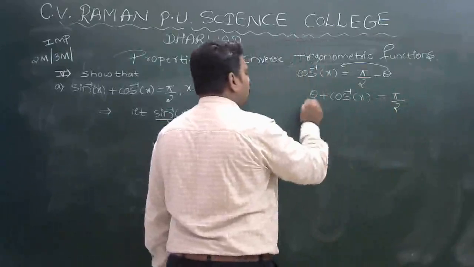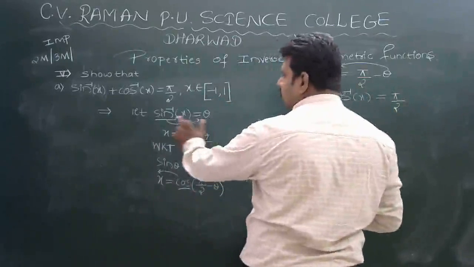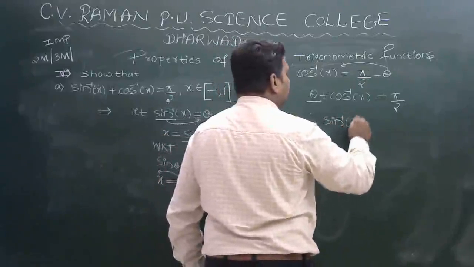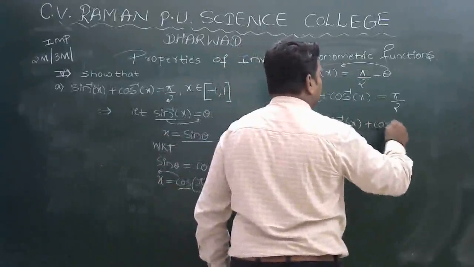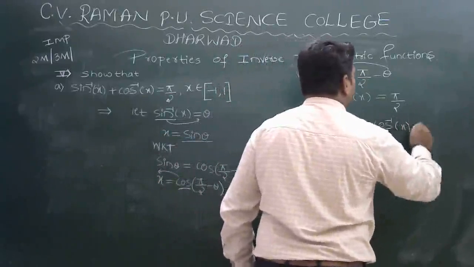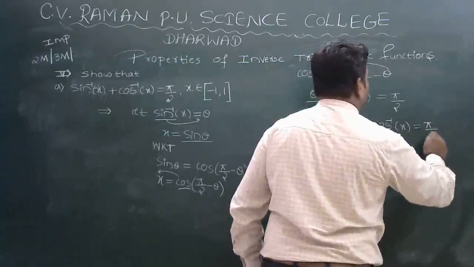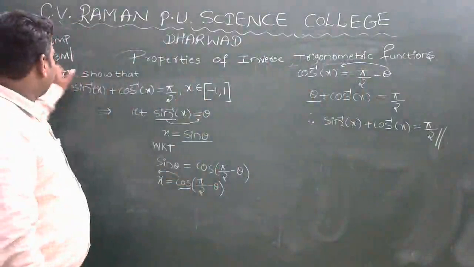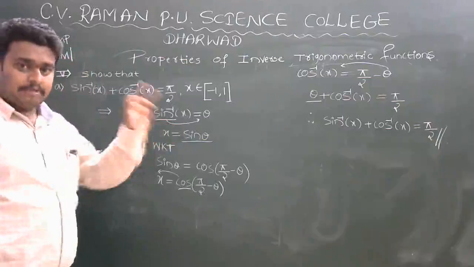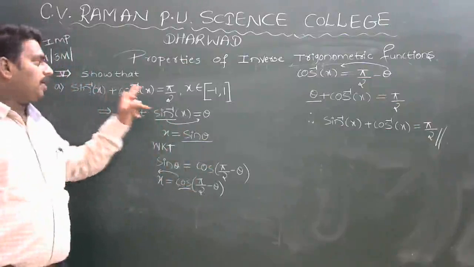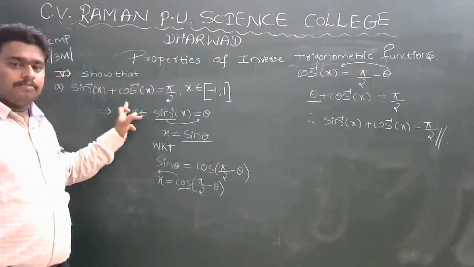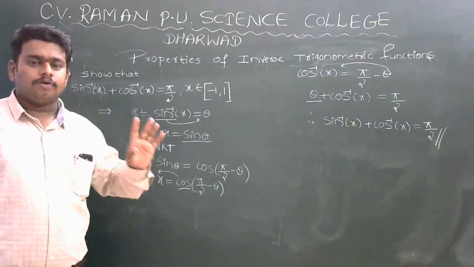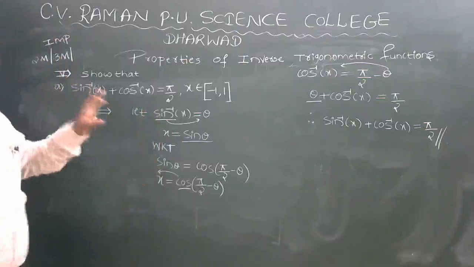Therefore, what is the value of theta? Sin inverse of x. So I write sin inverse of x plus cos inverse of x equals what? Pi by 2. This is the proof. All the properties are very important for 2 or 3 marks. Maximum times these questions have appeared for 2 or 3 marks. Very important one. Okay, we'll go for the next one.